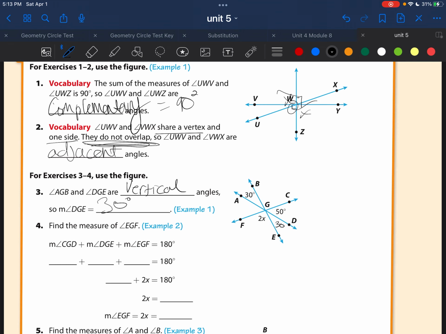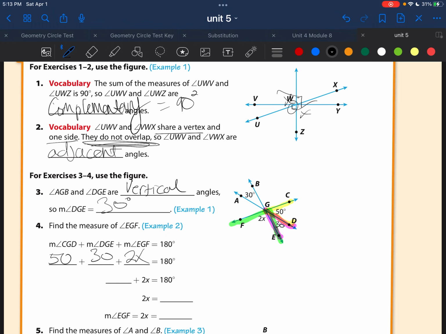All right, so I know this is 30. Okay, so wants me to do... So I always have to draw my line so I know where I'm going. C, G, D. Oh, that's easy. That's 50. Okay. My next one is D, G, E. Oh, that one's 30. And my last one, which is E, G, F. That's 2X.